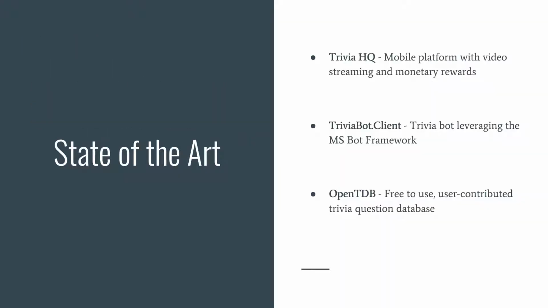So there are a few applications and frameworks that closely relate to the state of the art in regards to bots and trivia on the open web. First and foremost, there is Trivia HQ, which is a mobile platform with video streaming and monetary rewards. Essentially, every day at 9 p.m. EST, an actual live show host will appear on your phone and ask you 12 questions. If you manage to get all questions right without getting anything wrong, all winners actually split a prize pool of $5,000, which usually ranges from $10 to $20 a person, depending on who wins.